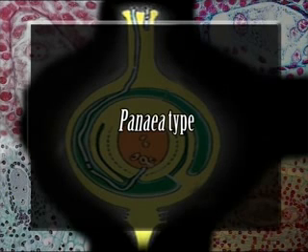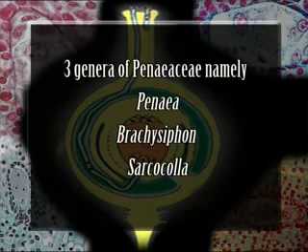Now let us discuss Penaea type. Stephens in 1909 described this type of embryo sac development in 3 genera of Penaeaceae, namely Penaea, Brachysiphon and Sarcocolla. Here the nuclei of coenomegaspore take up tetrapolar arrangement and divide twice to form a 16 nucleate embryo sac. The 16 nuclei are arranged crosswise, 3 nuclei of each quarter later cut off as cells, while the 4th remains free and moves to the center.